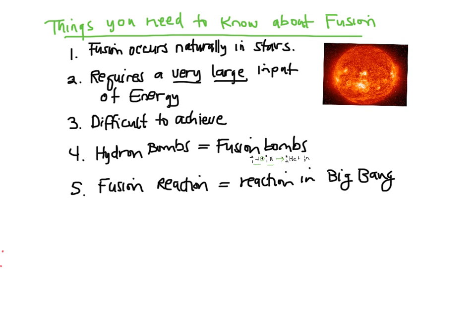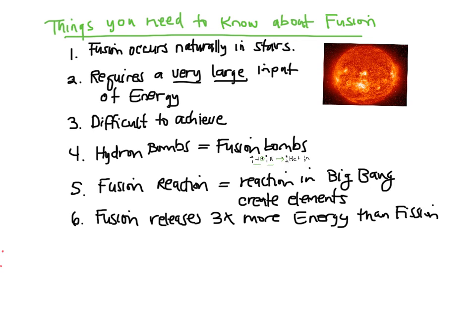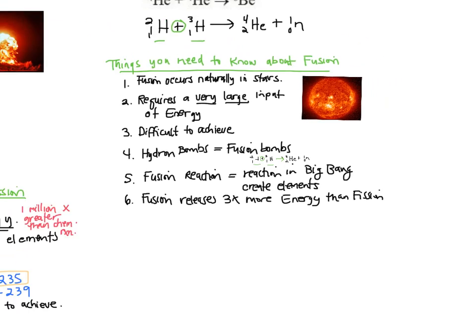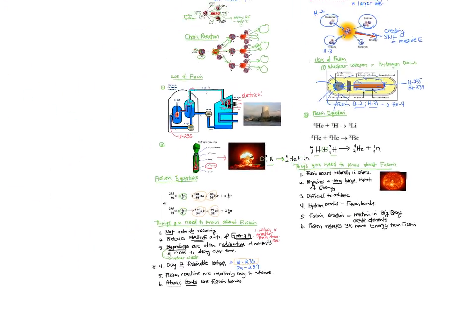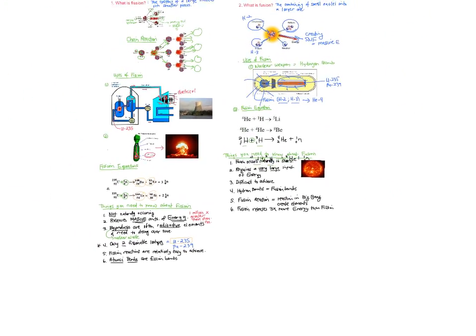Fusion reactions are the reactions that started or happened during the Big Bang to create all the elements. So all the elements on your periodic table were created through fusion reactions. And the last thing that we need to talk about fusion is that fusion releases 3 times more energy than fission. So that's everything we need to know about fission and fusion.